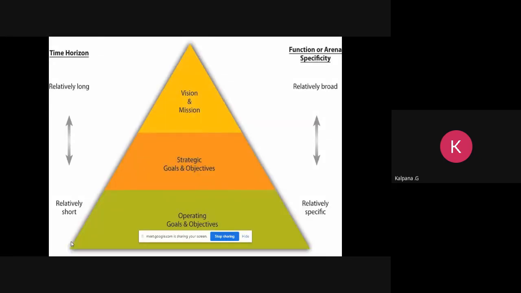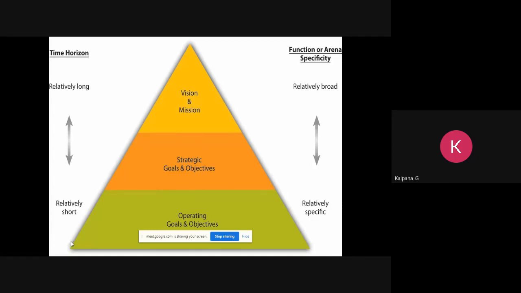So this is a diagram in terms of time horizon and in terms of functions. So first is vision and mission of the organization. Then we have something called strategic goals and objectives. When we talk about objectives, I have told it could be strategic objectives, or departmental objectives, or unit objectives or individual objectives also, which means the objective that is given to each and every employee in an organization.